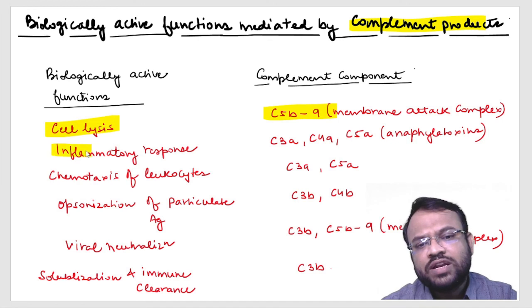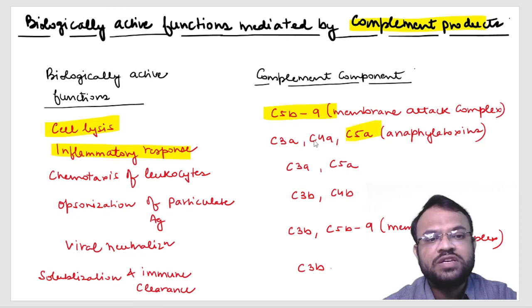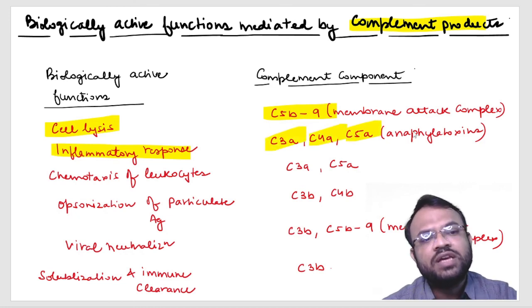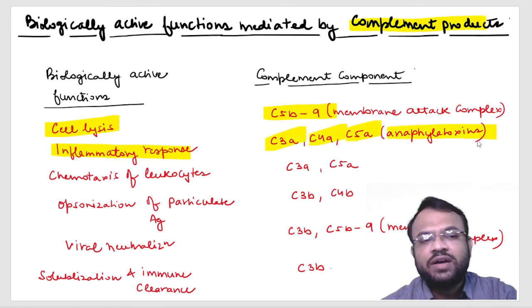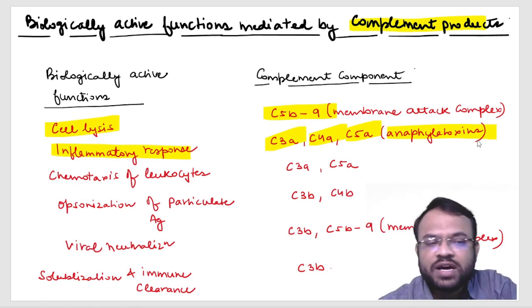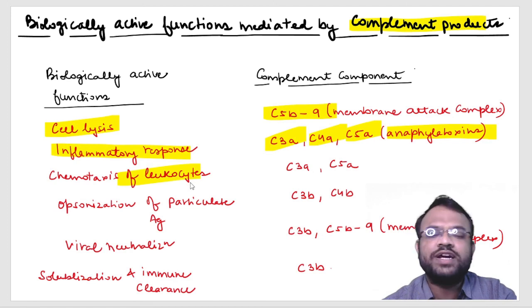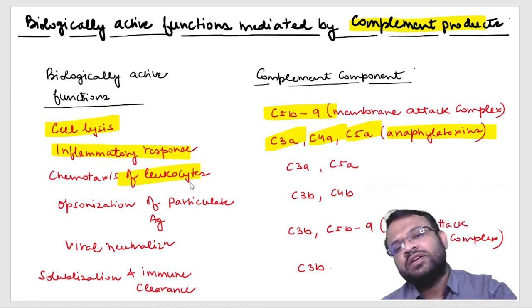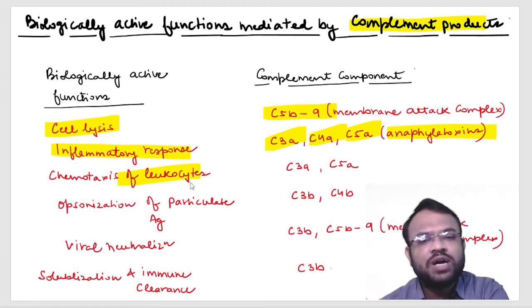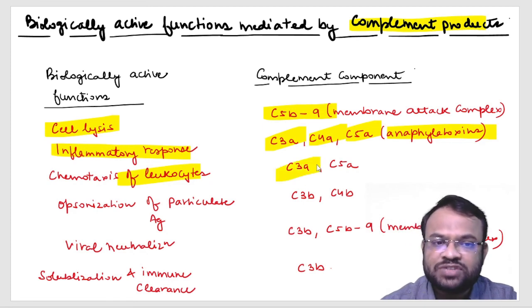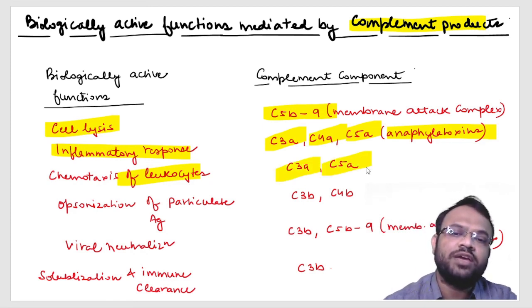Let us talk about inflammatory responses. Most of the a versions are involved in the inflammatory responses. So C5a, C4a, C3a are involved in anaphylatoxin formation, or they are themselves anaphylatoxins. Chemotaxis of leukocytes, that means chemically signaling the leukocytes to come to a particular place, would be done by C3a and C5a.